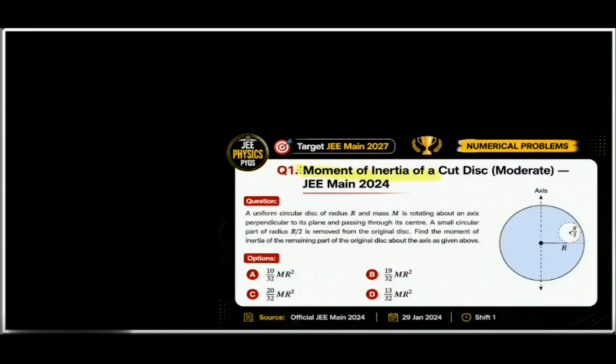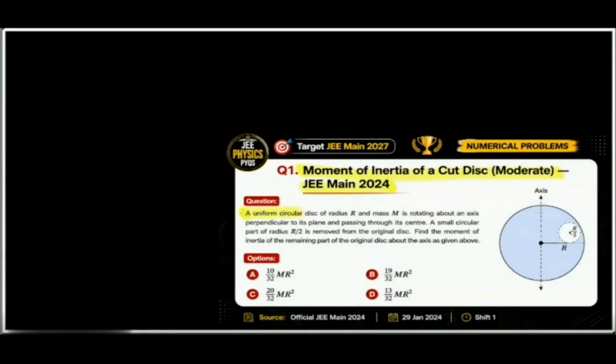Moment of inertia of a cut disk. Here is a JEE Main 2024 rotational motion question that looks complicated because of the cutout, but the solution is actually very systematic. The question goes like this.